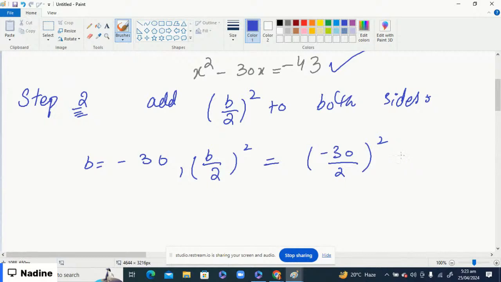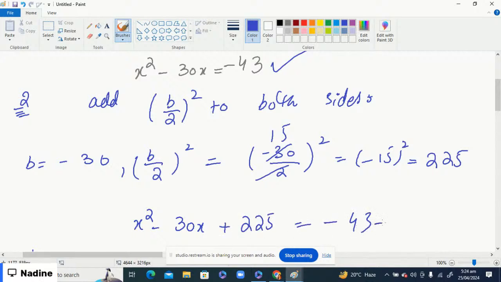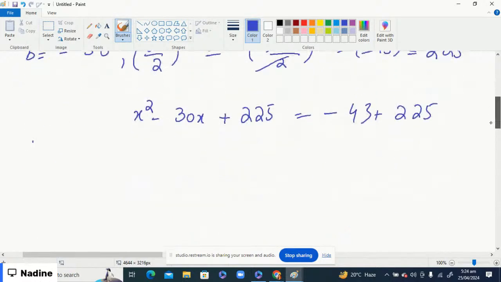Okay. So what's the answer? 2 times 15. There is minus 15 whole square. Square of minus is plus and square of 15 is 225. Let's add 225 to both sides. So x square minus 30x plus 225 is equals to minus 43 plus 225. Okay.